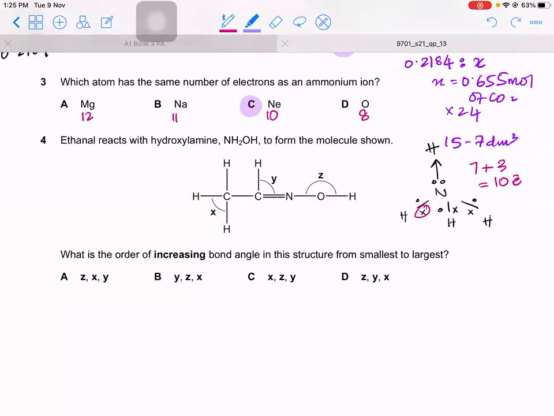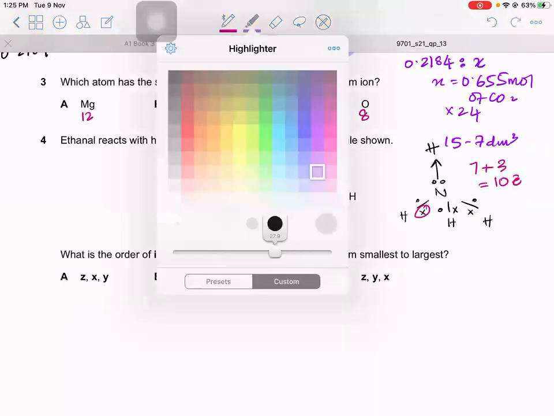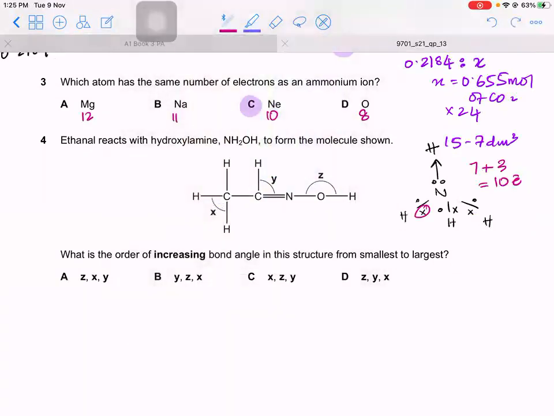All right, now you got to find the bond angles. We can do that by calculating the steric number. So which is the increasing bond angle, smallest to largest? Let's find this bond angle right here. Central atom is this carbon. How many sigma bonds around it? 1, 2, 3, and 4. So steric number would be 4 plus 0 lone pair. Steric number is 4. Hybridization is sp3. Bond angle will be 109.5.